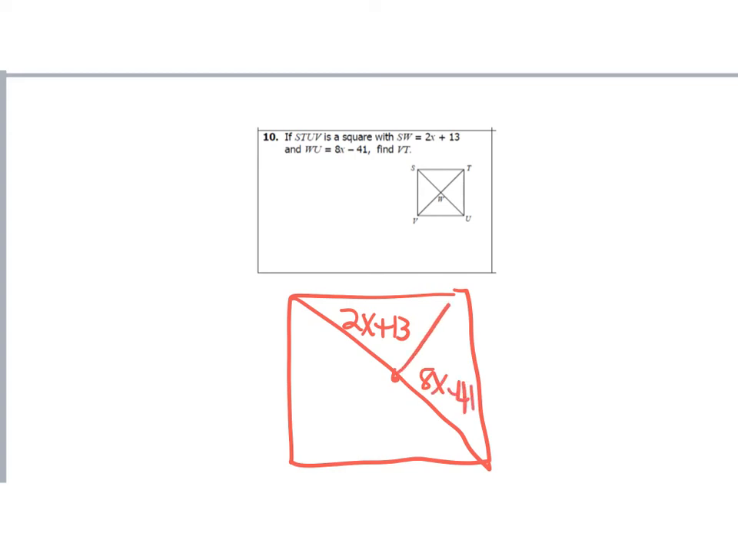Well, guess what? Diagonals bisect each other. So what we're going to do is we're going to set this equal to each other. And we are going to solve for x. And we're going to see what we get. Which is x is equal to 9. We're not done. It says to find VT. So we're going to have to go back in and plug it in for VT to see what we get and show that one to your teacher as well.